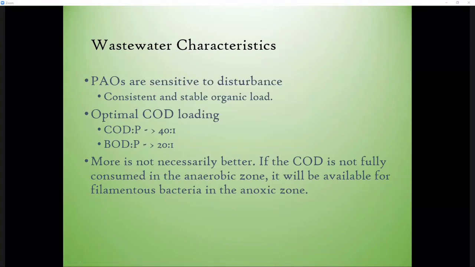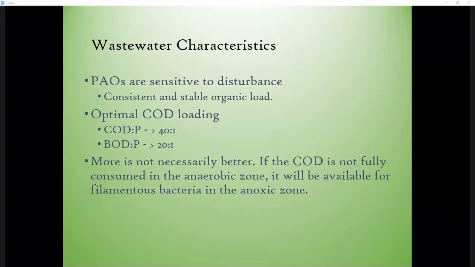Another thing too is PAOs are sensitive to disturbance. They like a consistent and a stable load. And so I don't care how hard you try to maintain the right conditions for biological phosphorus removal, there are certain things in your treatment system that are kind of out of your control that you're not going to be able to handle, and that's the influent that's coming in. We don't know from day to day sometimes what's going to come into our plant, and so you're always going to need a backup.